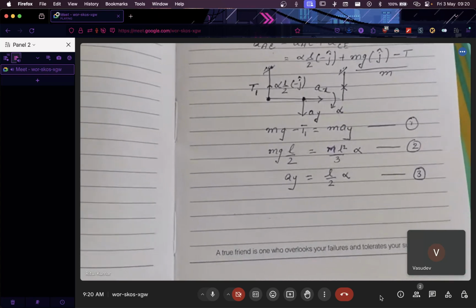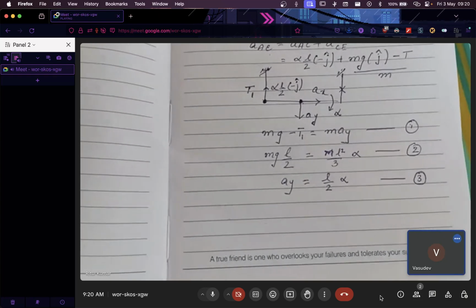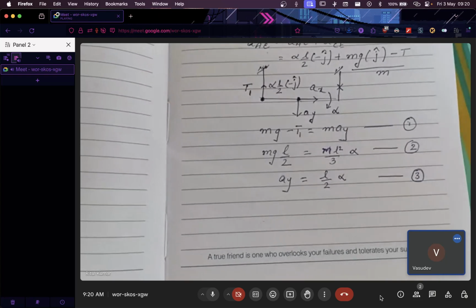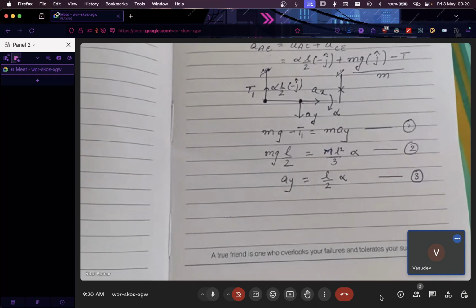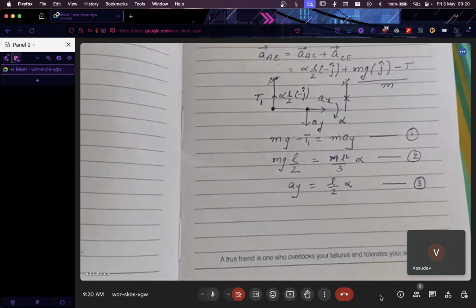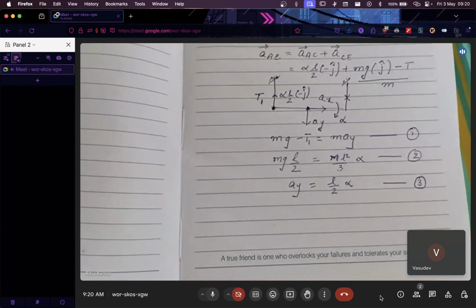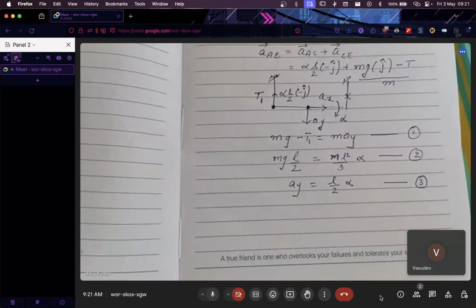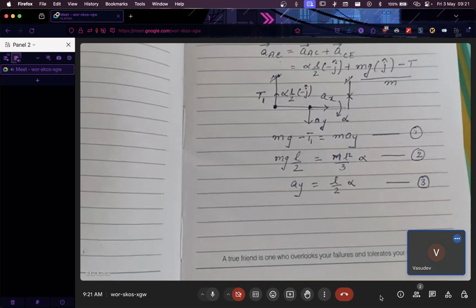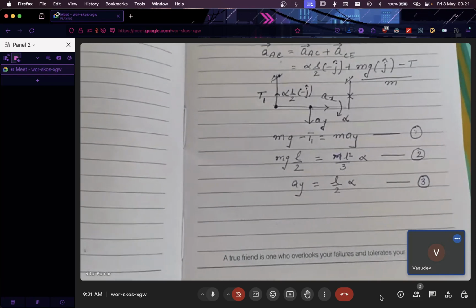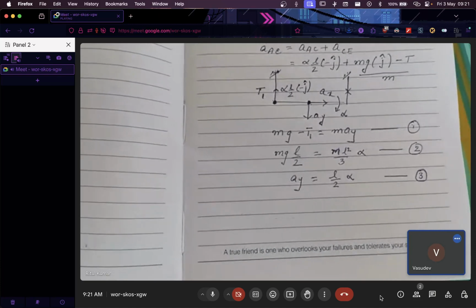Alpha equals... okay, mg minus T, then we get mg minus 3g over 2. It feels a bit odd though. Yeah, exactly. Are you missing something somewhere? Yeah, I think I am. Mg minus T1 is equal to may. Mg over 2 is alpha, ml squared by 3 alpha. Oh wait, I forgot to cancel that. That's completely on me.